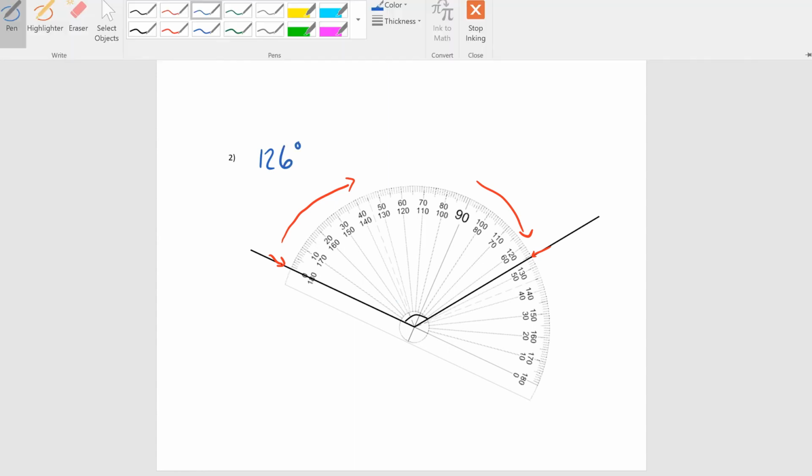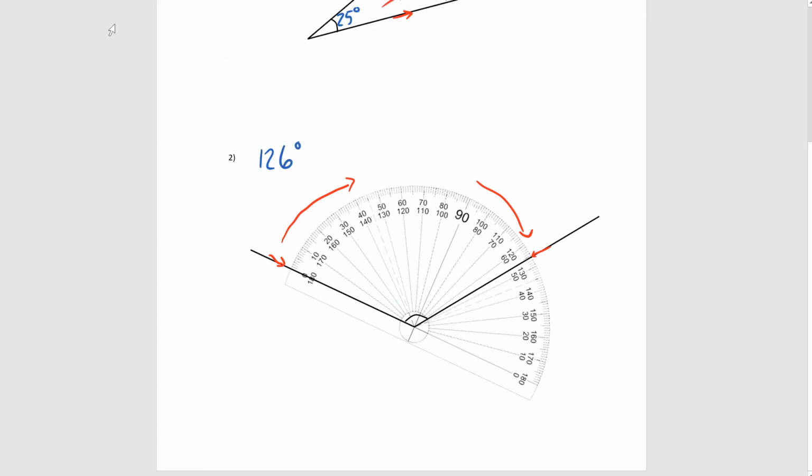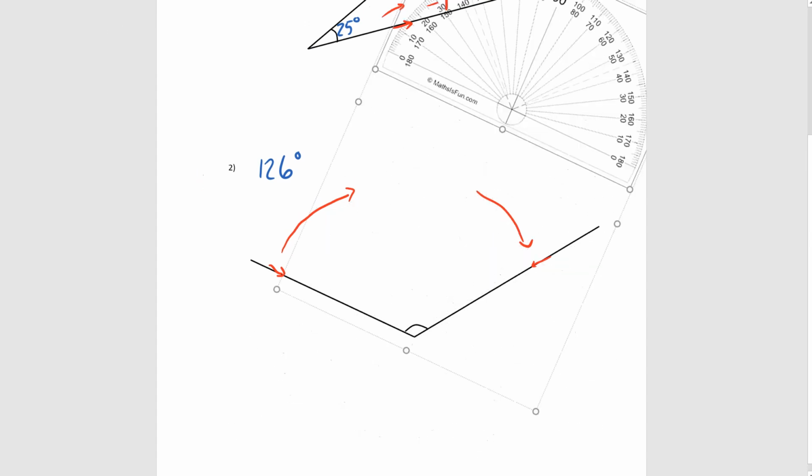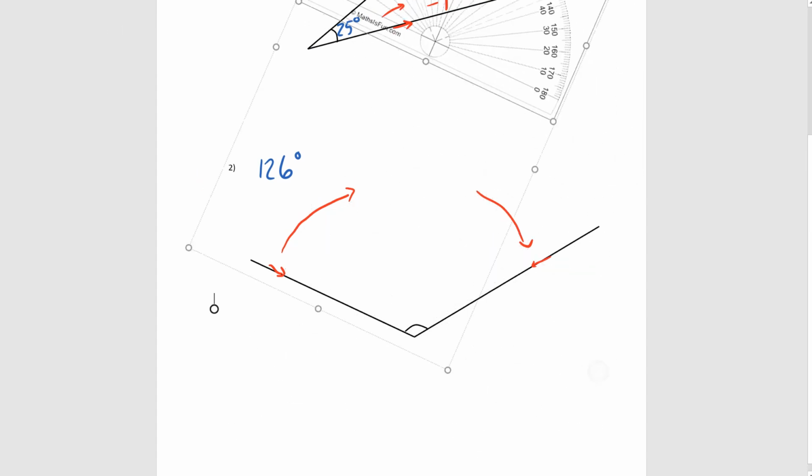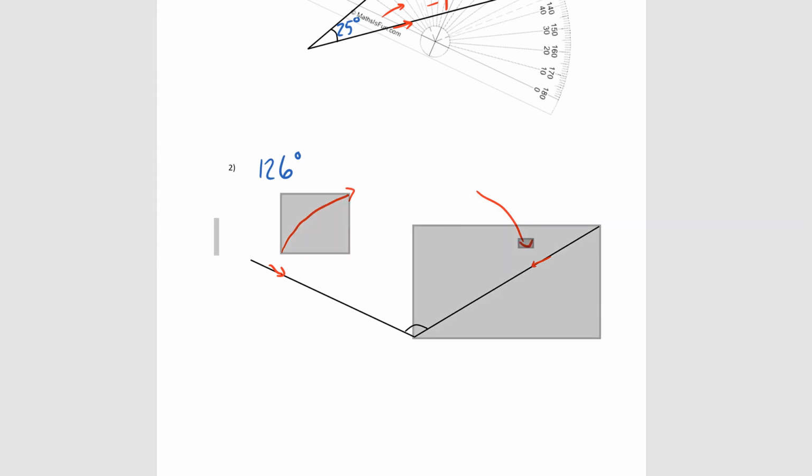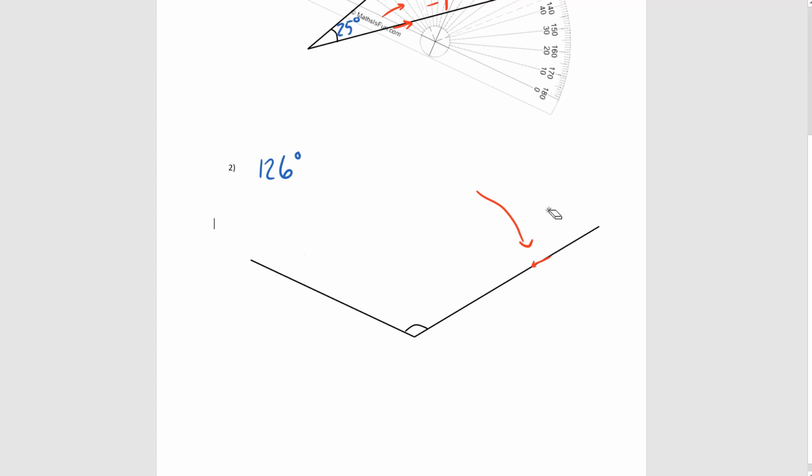And again, what you'd probably do is move your protractor out of the way. I'll just slide it up there. There we go. Protractor's out of the way. And then you could also write this angle here beside that angle symbol, 126 degrees.